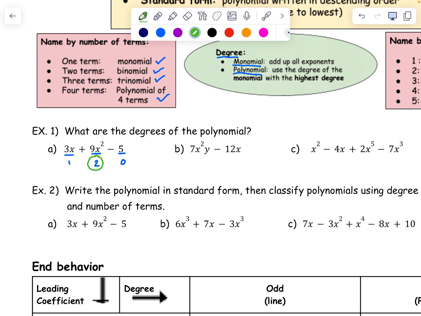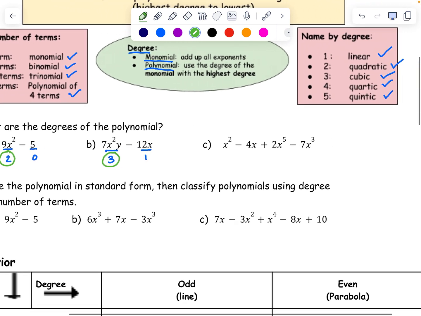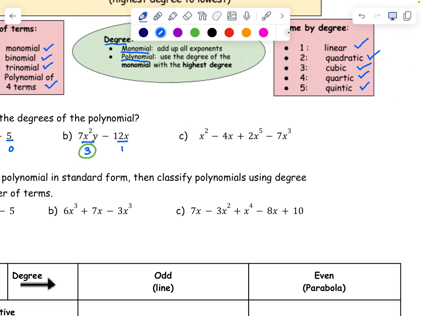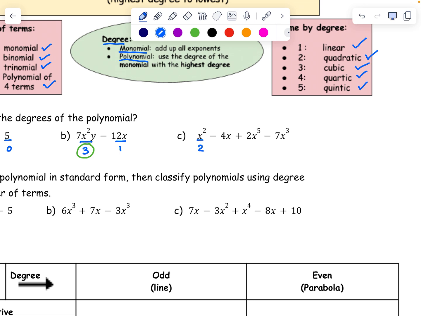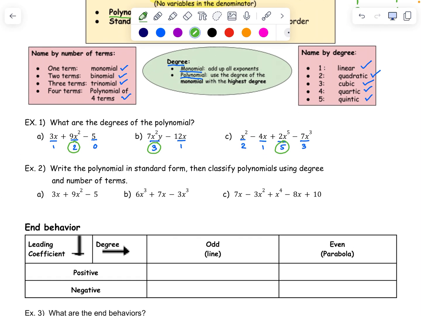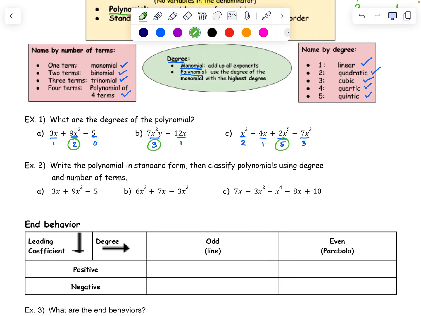For the next one, we have 2 terms. This term has degree 3, and this term has degree 1. This term has the highest degree, so the degree is 3. For the next one we have 2, 1, 5, 3. The highest degree here is 5, so that's the degree of the whole polynomial.